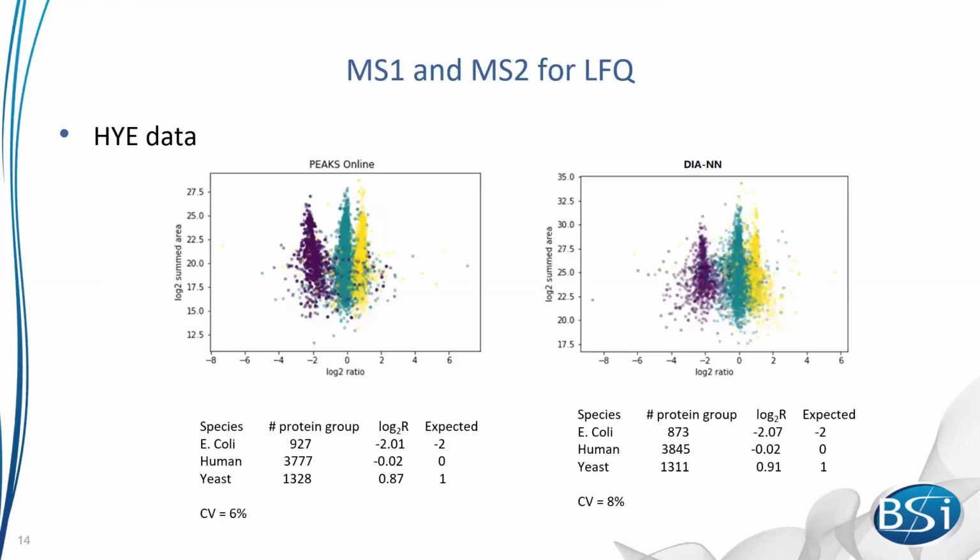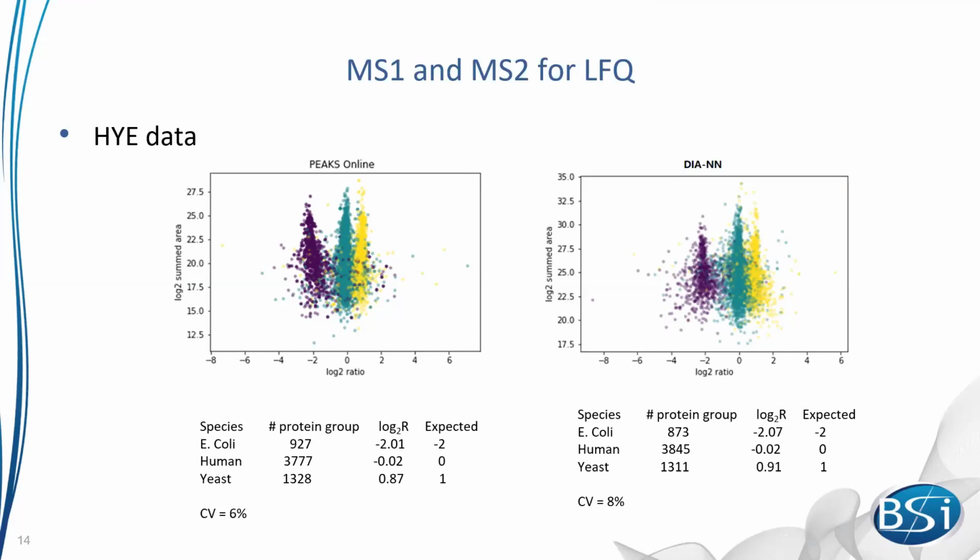Not only can deep learning help identification, it can also help quantification to get more accurate results. We can use the information from MS1 or MS2 for label-free quantification. Here is our preliminary testing result with the HYE data sets: human, yeast, and E. coli. We mix them in a common way, which is reported in many publications. This data was generated by our application team, and here is the initial test.